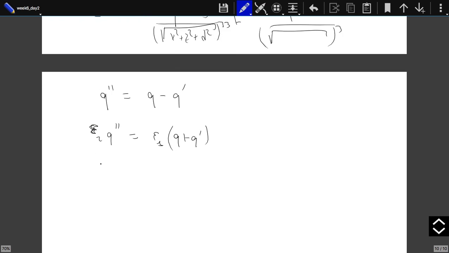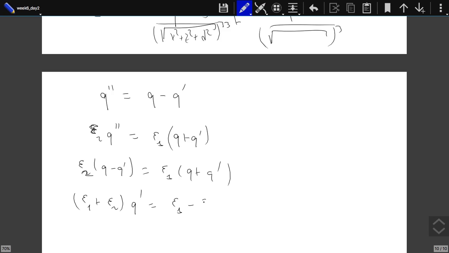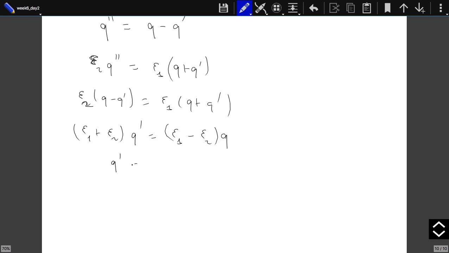Now let's solve them. Epsilon 2 times (Q minus Q prime) is equal to epsilon 1 times (Q plus Q prime). So epsilon 1 plus epsilon 2 times Q prime is equal to epsilon 1 minus epsilon 2 times Q. Q prime is equal to (epsilon 1 minus epsilon 2) divided by (epsilon 1 plus epsilon 2) times Q.